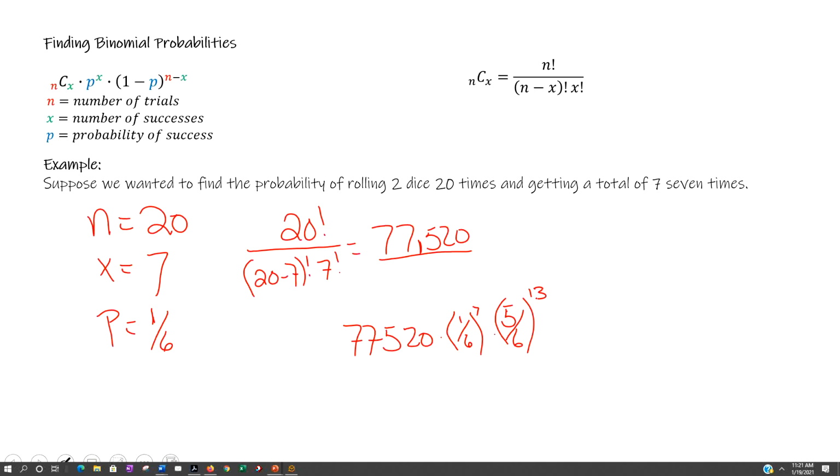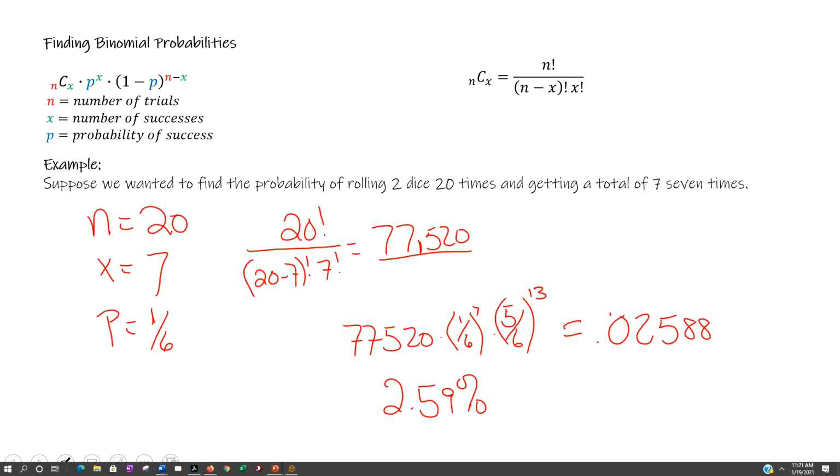When you plug that math into your calculator or the computer that you're using to calculate these numbers out, you find that the probability works out to be 0.02588 and kind of goes on forever. We're going to cut it off, and I'm going to say that there's a 2.59% chance that if we roll dice 20 times, we're going to get 7 sevens.